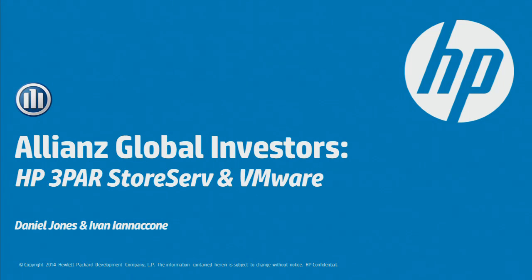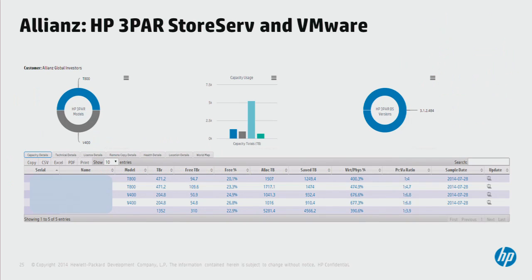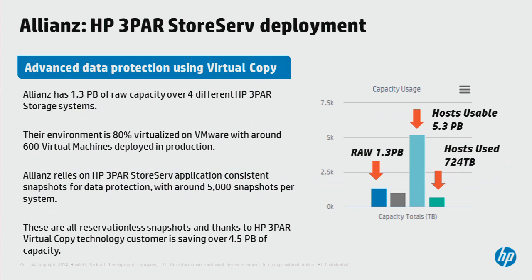So let me introduce Daniel Jones, the Senior Storage Architect for Allianz Global Investors. Allianz is an asset management company with a presence in over 20 countries, and they've been helping us with some of the beta and testing between 3PAR and VVols. They've been a good 3PAR customer for almost 8 years. They've got all the systems, the T-Class, and now the V-Class, in two data centers, and they replicate between the two data centers.